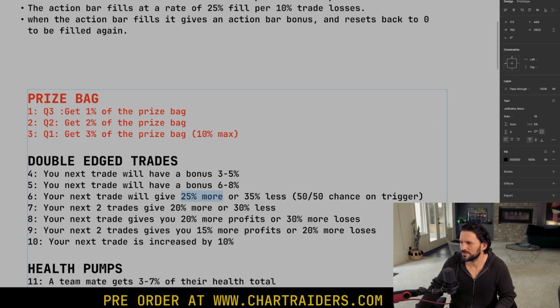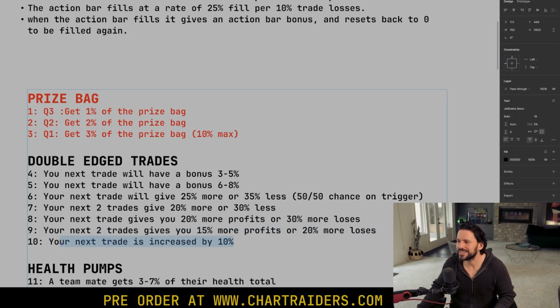It says 50-50 chance on trigger. Your next 2 trades give 20% more or 30% less. So then that's a little less punishing or rewarding, but it happens for 2 trades. Your next trades give you 20% more, 30% loss, right? Then your next single trade, your next 2 trades give you 15% more or 20% less. Your next trade is increased by 10%.